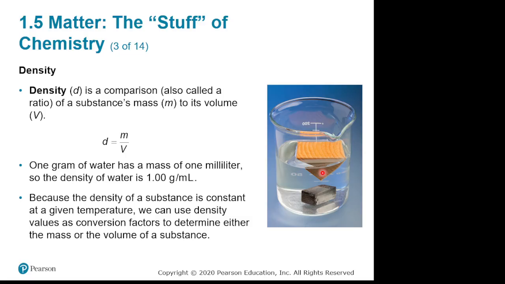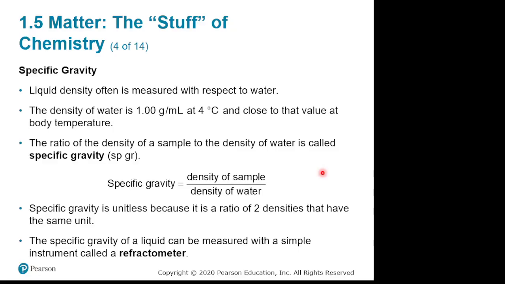Now, this relationship with water is an incredibly important relationship, right? It tells you, is it going to float? Is it going to sink? That sounds really important to everything that happens in the world, right? So we have a special relationship just to denote this, and it's called specific gravity. So the liquid density is going to be measured with respect to water. And the density of water is going to be 1 gram per milliliter. This is actually at 4 degrees Celsius, in case you're curious.